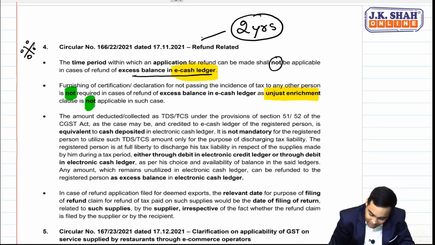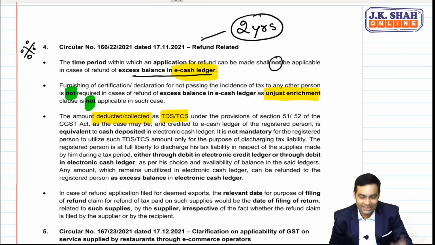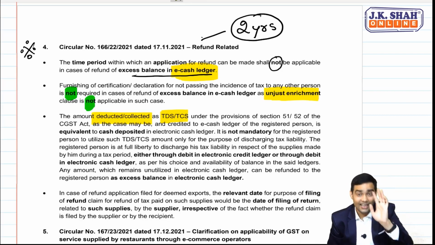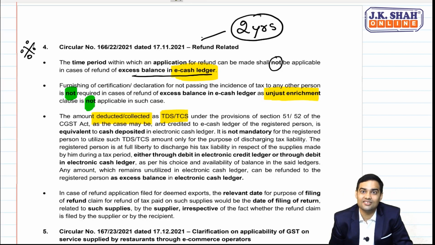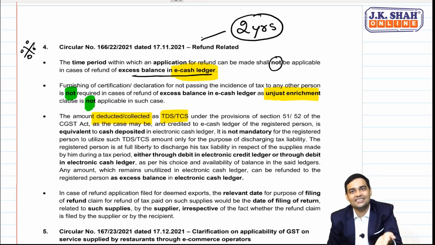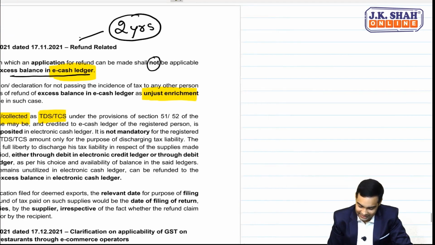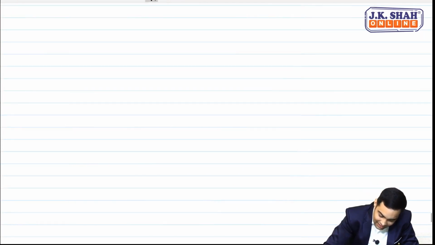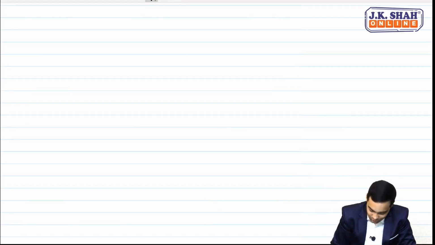What about refund of TDS TCS, which is lying in my e-cash ledger? Can I claim that? Let me tell you, some department officers were not giving refund on this, saying that this is TDS TCS. But TDS TCS is also as good as deposit in e-cash ledger. I will show you one example. Sir, we don't remember TDS. No problem. Let me show you.